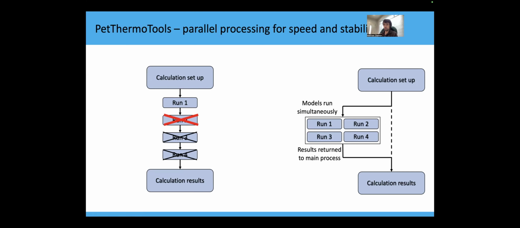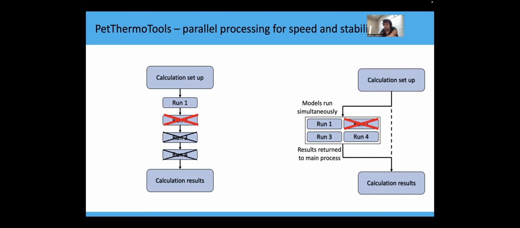Now this has several benefits. It means that once they all finish, the information is sent back to the main process and we can plot up our results. But it also means that if run number 2 errors and fails, that's fine. Run number 2 has failed. But run 3 and run 4, they are happening in separate processes to run number 2. So they're going to keep running regardless. They don't care that run number 2 has failed.